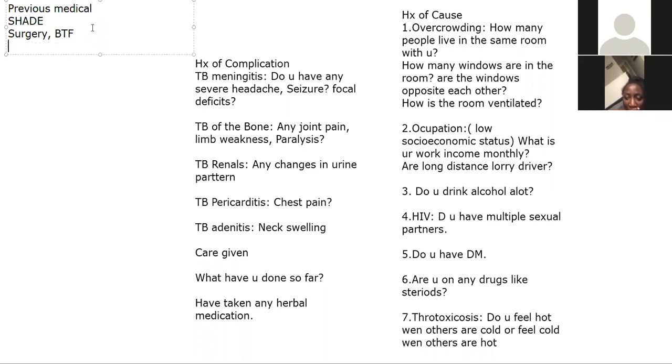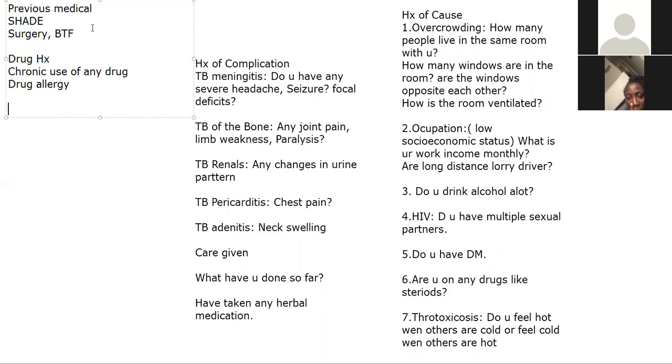Do you understand? So after that, the next thing after previous medical history is what, doctor? The drug history now. You asked about any history of drug allergy, any history of chronic use of any drug, maybe steroids or anything. Chronic use of any drug. Do you understand? Like steroids, any drug allergy?